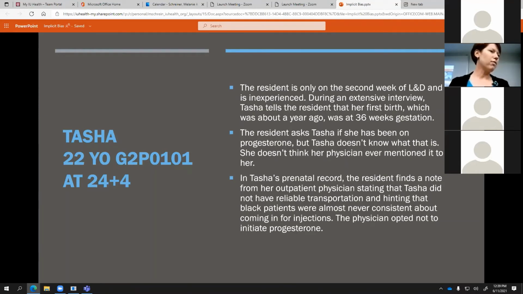During an extensive interview, Tasha tells the resident that her first baby, which she had about a year ago, was born at 36 weeks gestation. The resident asked Tasha if she's been on progesterone, but Tasha doesn't know what that is.